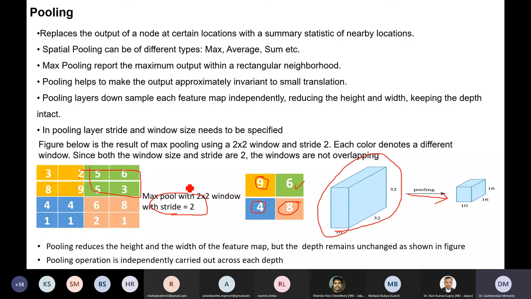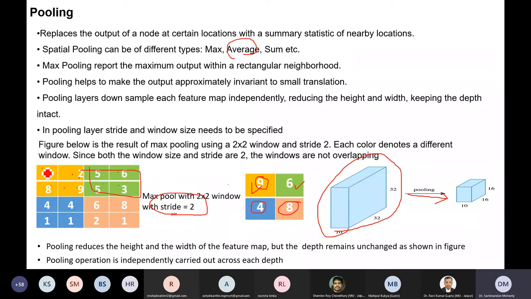Another method is also there, we can call the mean. So what is the mean of this one? Mean means 3 plus 2 plus 8 plus 9 divided by 4. That you can also do, no problem. So 5 plus 6 plus 5 plus 3 divided by 4, you make this. So that's also another type of pooling method, absolutely no problem. That is called the average pooling method.